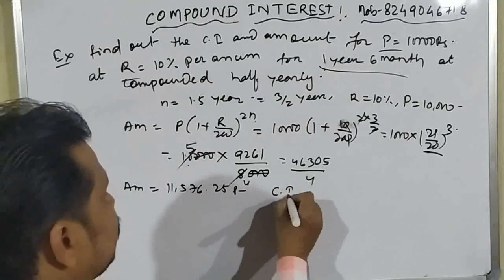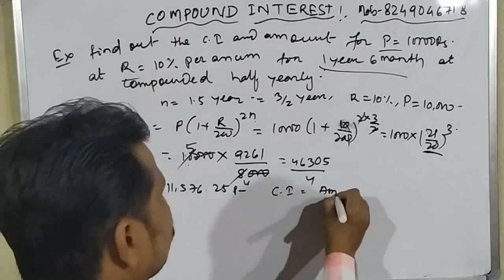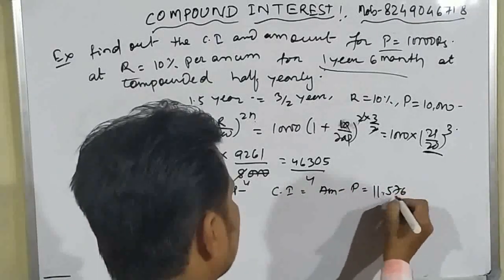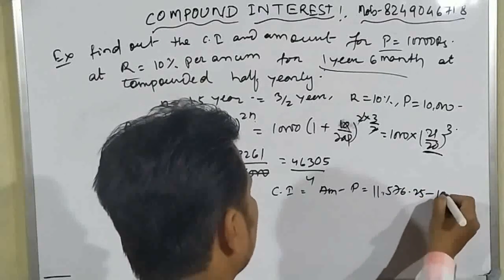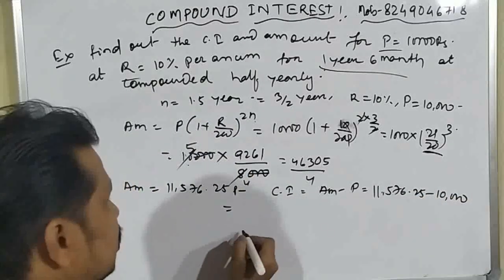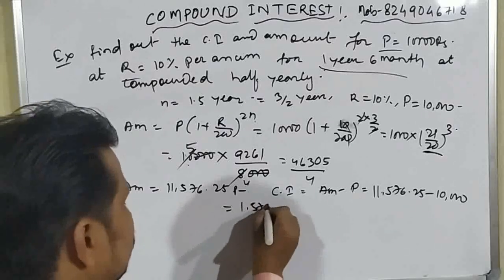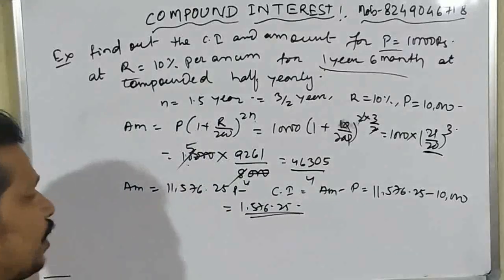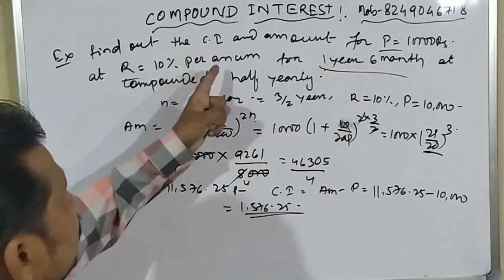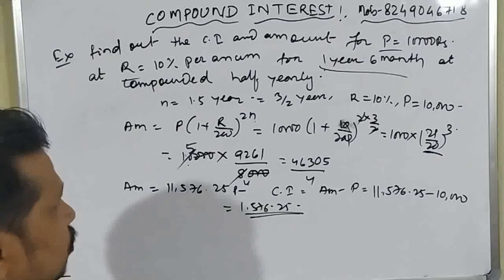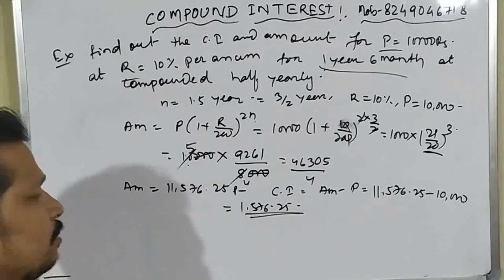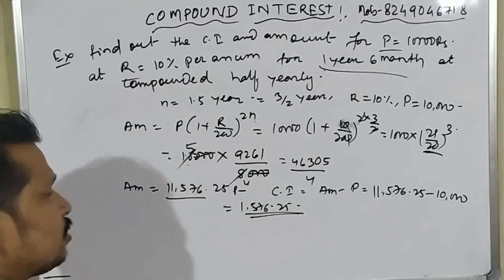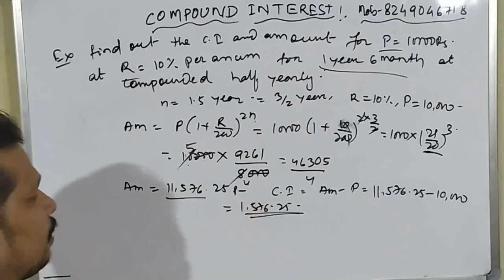So here we have calculated the amount. So compound interest is equal to amount minus principal, which is 11,576.25 minus 10,000, and the result is 1,576.25. This is our compound interest. So finally we can write that the compound interest after 1 year 6 months will be 1,576.25, and the total amount will be 11,576.25 rupees. Okay student?